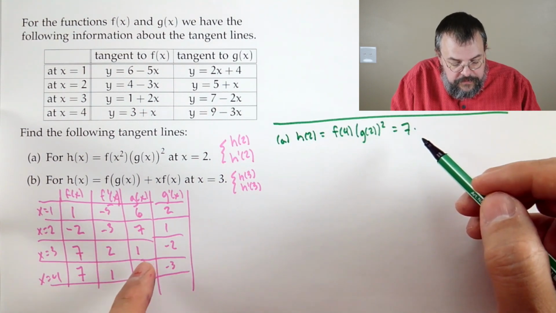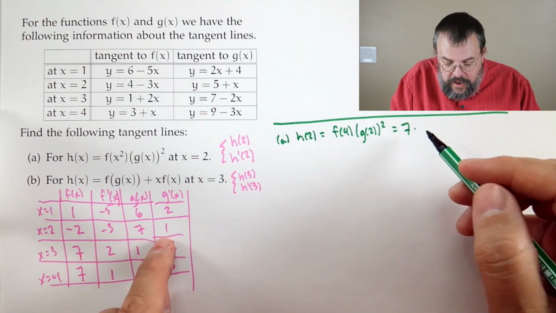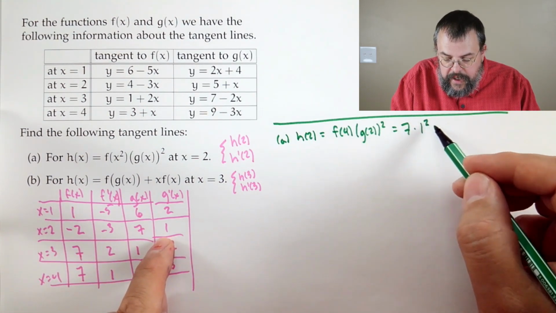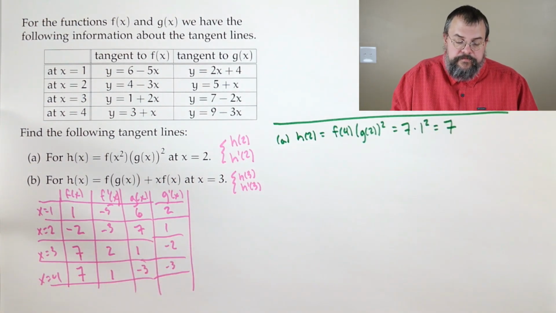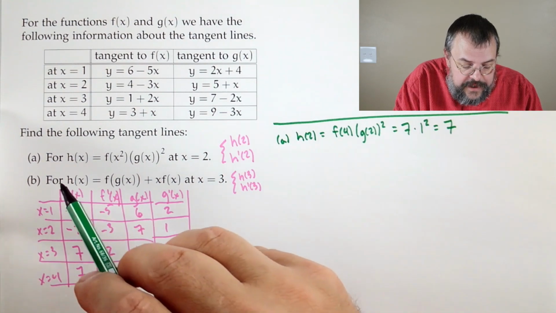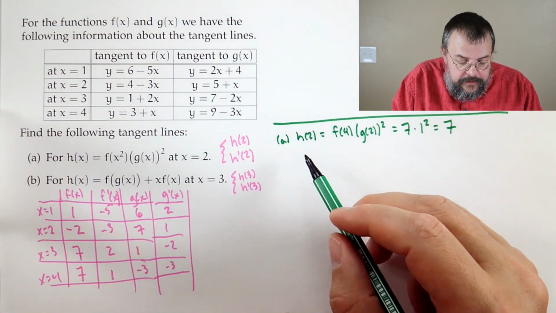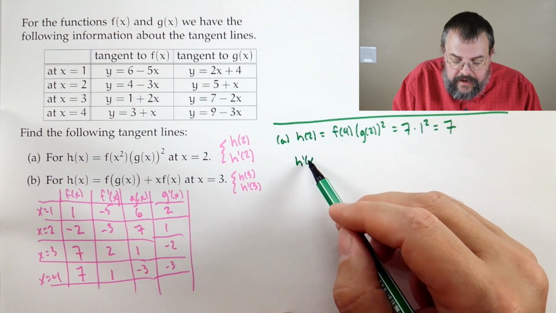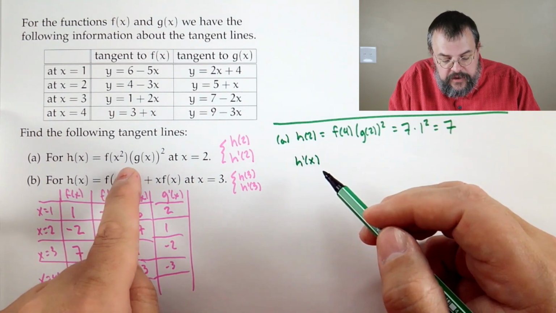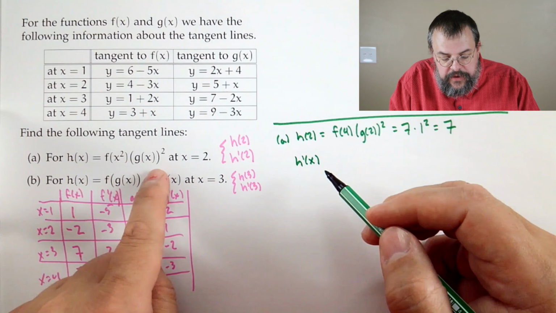g of 2 is 1, so 1 squared. So h of 2 is 7. Now, for h prime of 2, we first should find h prime of x. So h prime of x, we're going to do a product rule and then chain rules.